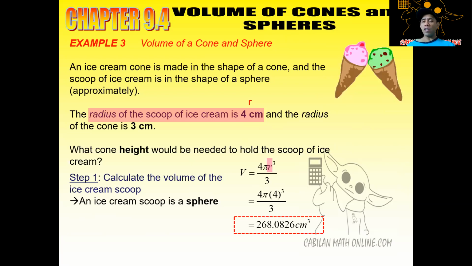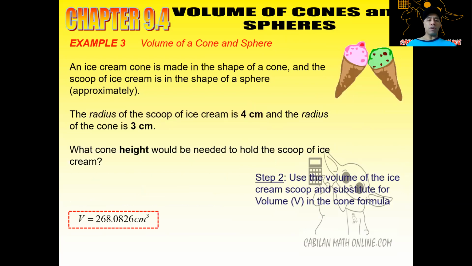Now, I expressed it to 4 decimal places here because we're not done the question yet, and we want the answer to be as accurate as possible. It's the next step that's going to be a little bit confusing at first, but I want you to see exactly what we're going to do with the volume of the scoop, and how in the world we're going to use that to solve for the height of the cone.